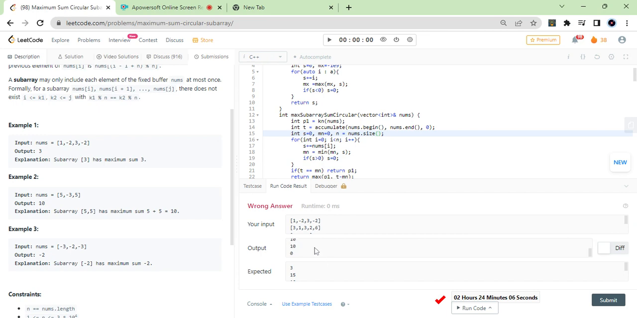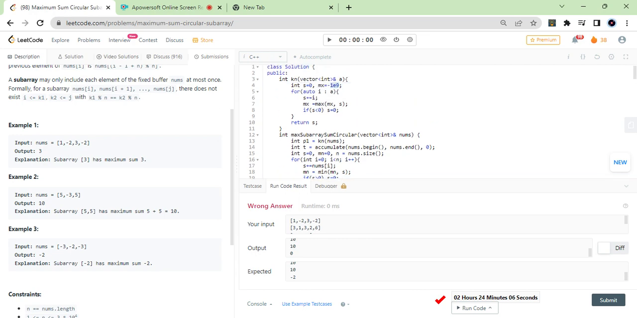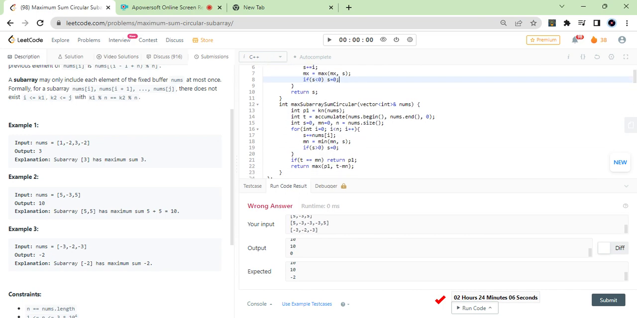Okay, 2, 3, 15. So it should give -2. Why is it not giving -2? mx is equal to max of s. Okay, s is equal to 0. s plus equal to i, mx is equal to this. In this case, this Kadane should give us a good thing. I don't think Kadane is giving us any wrong thing. t is equal to mn, mn is 0. Okay, so -2, 10, 10, 15, 2. Why is it giving us 2? It should give us 3, because the answer is given.